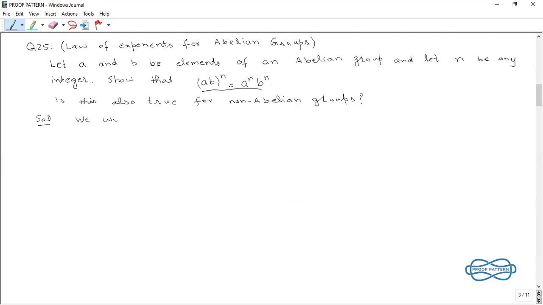We will prove the result by using mathematical induction.